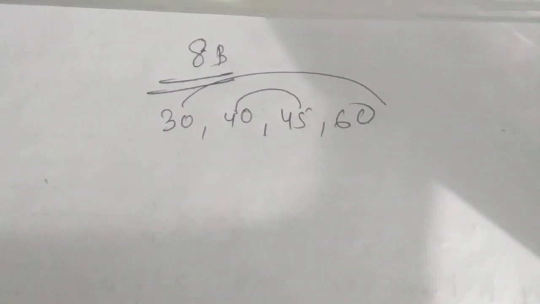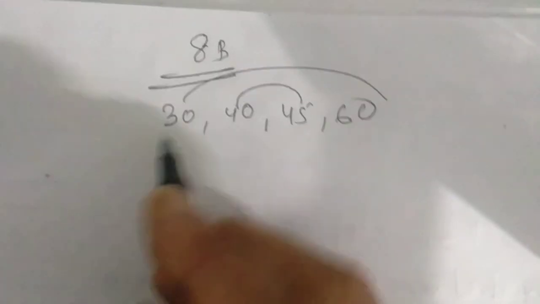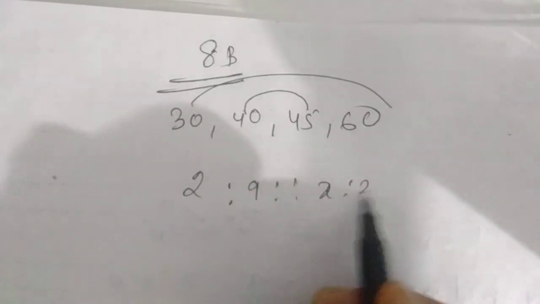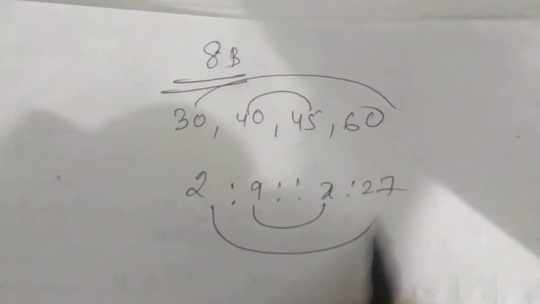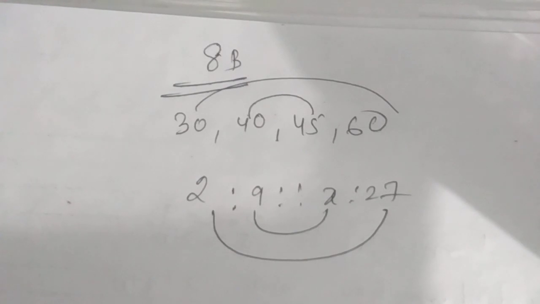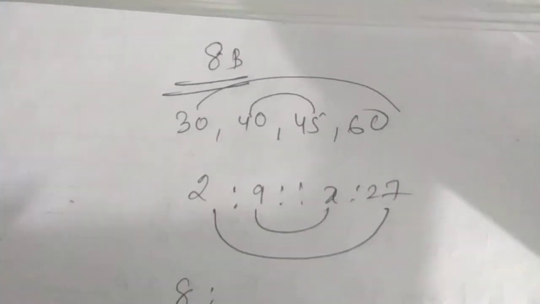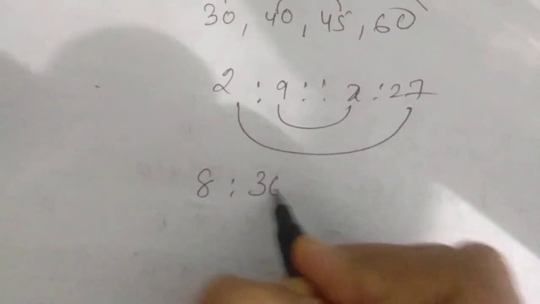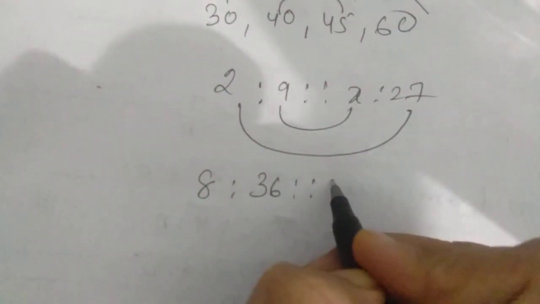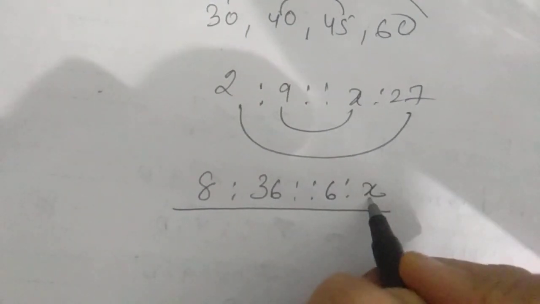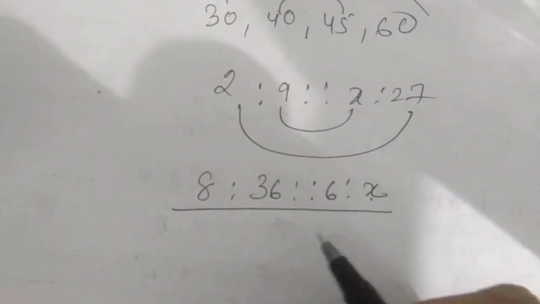What about the next question? Find the value of x. Again the missing term. 2:9 is in proportion with x:27. Same thing, the product of extremes and the product of means, you can do like this. The third and fourth questions are like that only. The fifth is also the same. Question number 6 is about the fourth proportional. So 8:36 is in proportion to 6:x. Here it is the fourth proportional, students, because this is not in continued proportion.